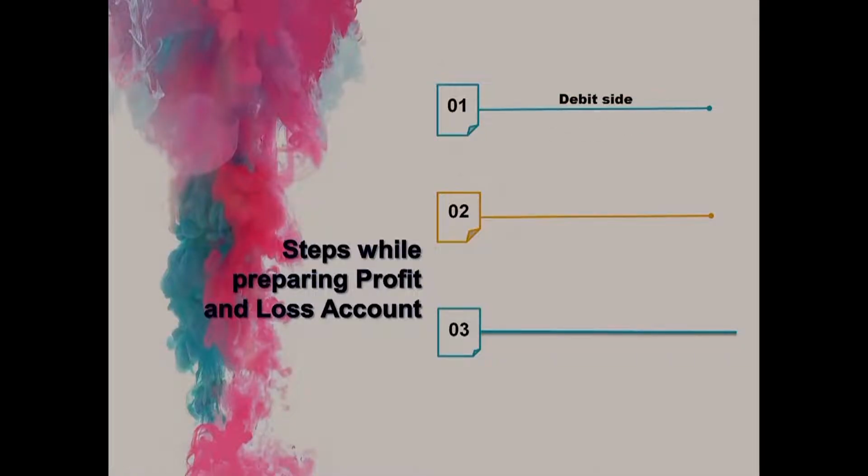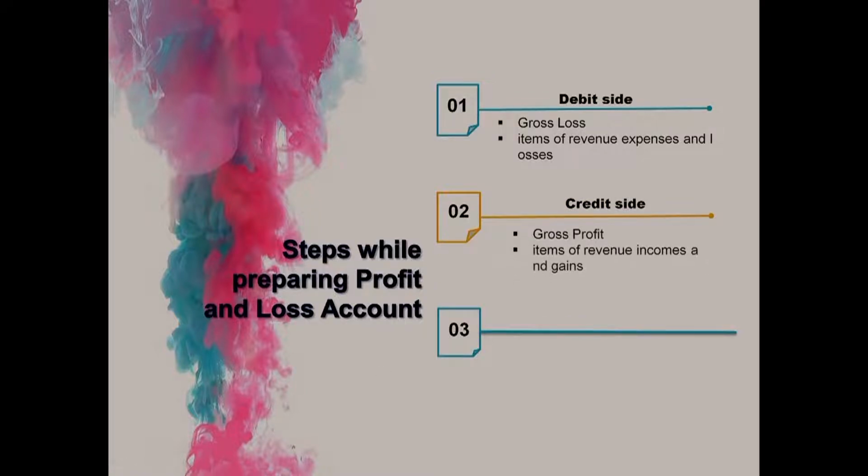First, on the debit side, what would you first mention? You mention the gross loss, if there is a gross loss. Then all items of revenue, expenses and losses, if any losses are there, would also be mentioned there. Then on the credit side, if the gross profit is there, it would come to the credit side, and all items of revenue nature and gains will be mentioned on the credit side as well.